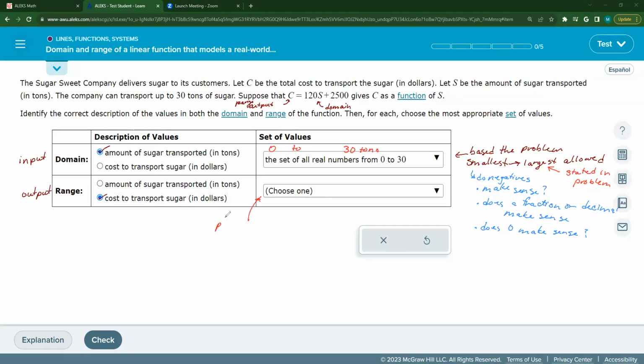Now, the only one that you have to actually do math for is this one. It needs calculation. So this is going to be plug in lowest, then highest, biggest, into the equation.